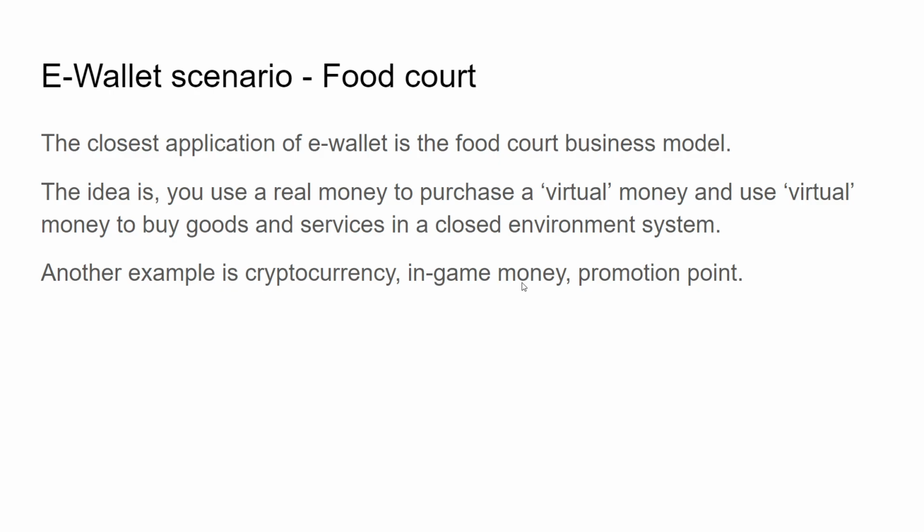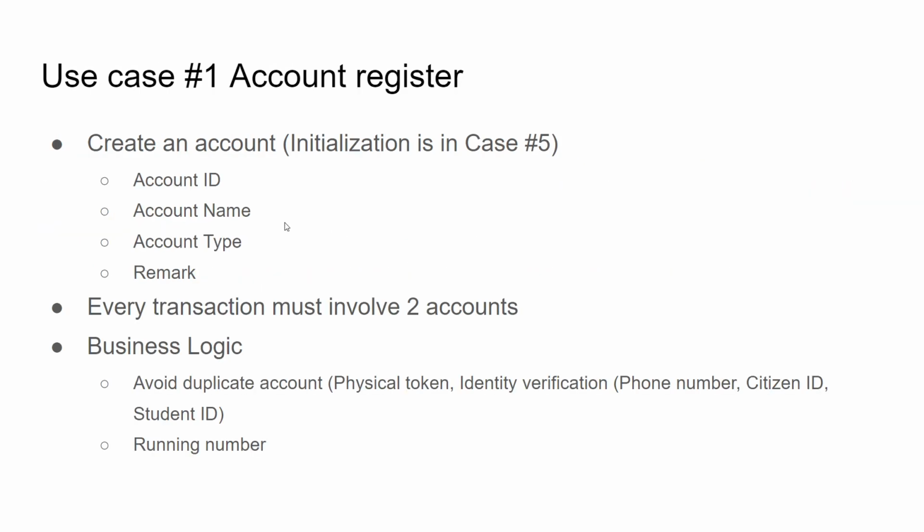Our scenario is the cross-application of an e-wallet, which is a food court business model. The idea is you use real money, like I told you, Thai baht or US dollar, to purchase virtual money, and use virtual money to buy goods and services in a trusted environment system. Other examples are cryptocurrency, in-game money, and promotion points.